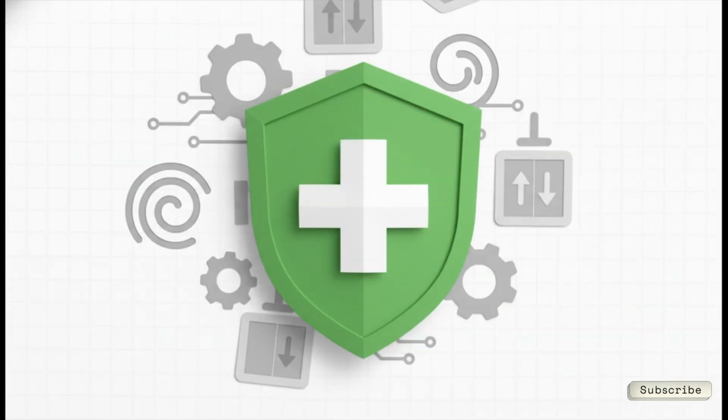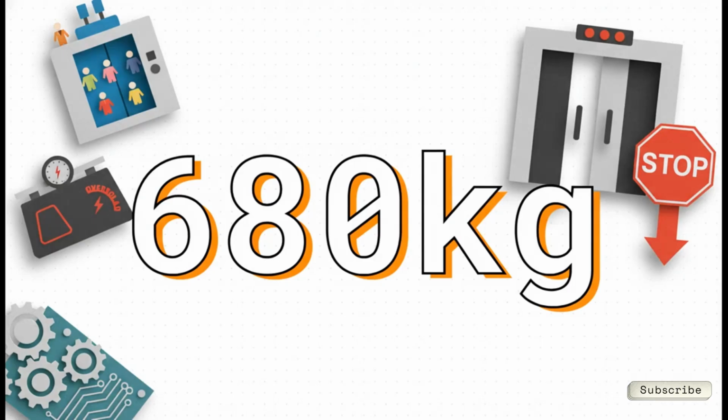Now, we've talked a lot about making the system fast, making it efficient, but all of that is secondary to the one single rule that overrides everything else: safety. Every elevator has a very strict weight limit. A pretty common capacity is about 680 kilograms. If the weight sensors in the floor detect that the car is overloaded, the system has one simple, non-negotiable command. The doors will not close, and that elevator is not moving until someone gets off.